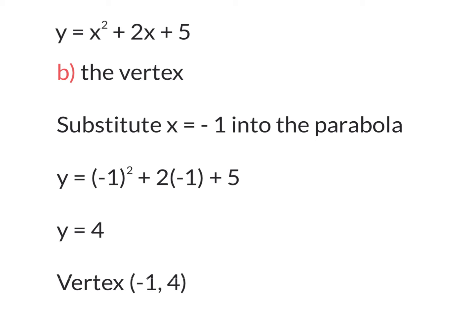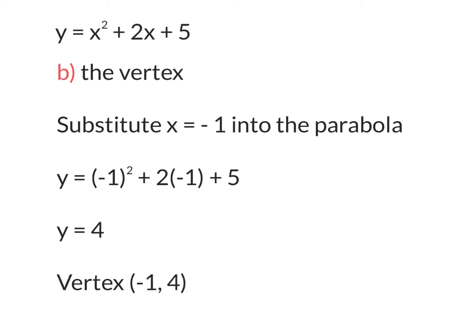So to find the vertex, we take that x equals minus 1 and we substitute it into the parabola. So we get minus 1 squared plus 2 times minus 1 plus 5. If you put that on your calculator, you get 4. That gives us our vertex, minus 1, 4.